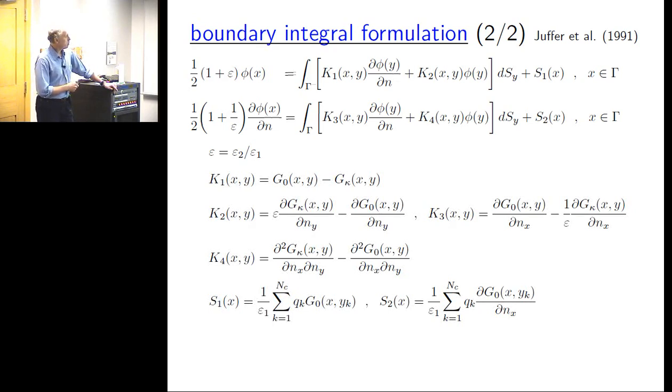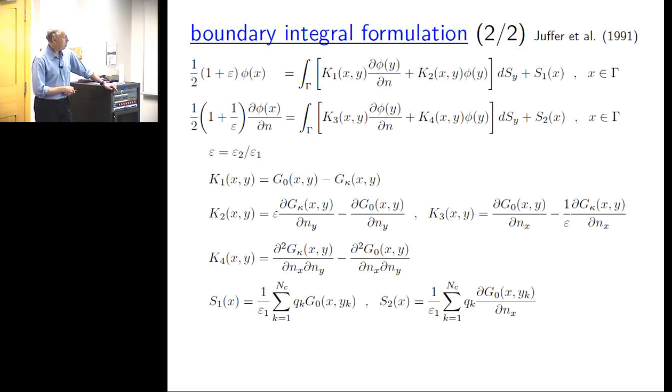So now this parameter epsilon is the ratio of the two dielectric constants. And this x is on the molecular surface. Okay? And you have these two coupled integral equations. Here's the electrostatic potential, here's its normal derivative, and that's for points on the surface. We've got the same quantities here and here. We've got these kernels, K1, K2, K3, K4. The source terms are over here. I'll go through and explain these kernels and source terms a bit.